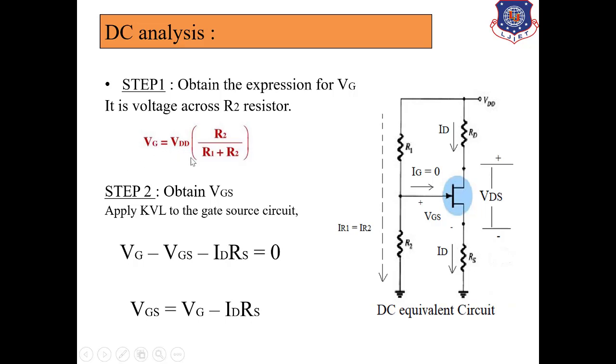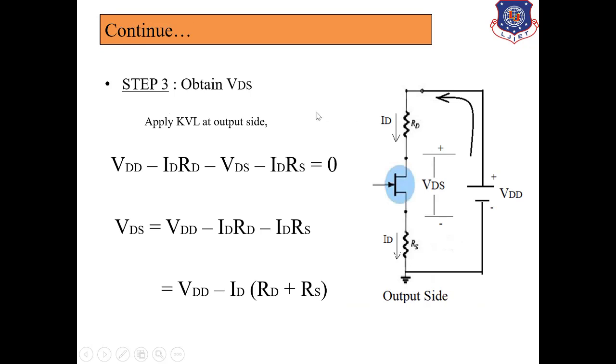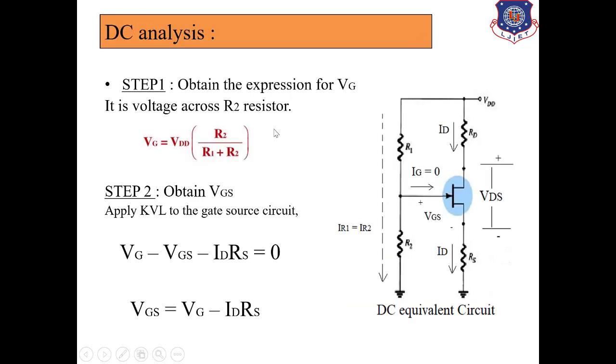Okay. So in step 1, for finding VG, you will have to apply the voltage divider rule. VG is equal to the total supply of the circuit, that is VDD, so we write VDD into R2 upon R1 plus R2. What is R2? It is the grounded resistance, which is written in the numerator, and in the denominator the sum of both resistances. Now let's start step 2. Obtain VGS. Apply KVL to the gate source circuit, meaning the input circuit, gate to source circuit.